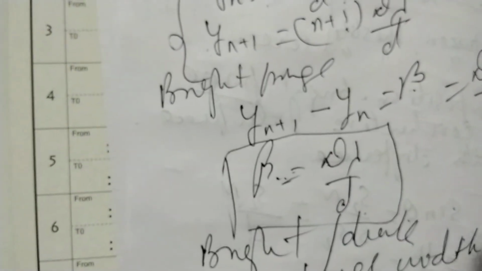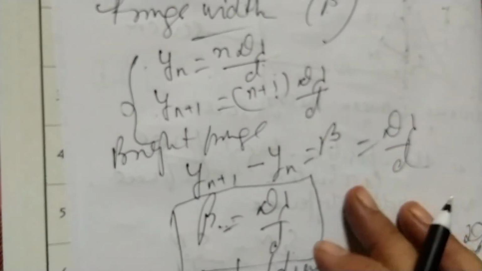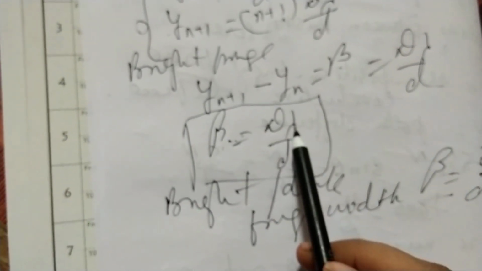So I hope you have understood Young's double slit experiment. This is a very important derivation in wave optics, so kindly go through it. Make sure you understand it completely, because then you will be able to do the numerical problems. Lambda is the wavelength of the light used. I again repeat: beta is the fringe width, D is the distance between the slits and the screen, lambda is the wavelength of light used, and small d I already told.